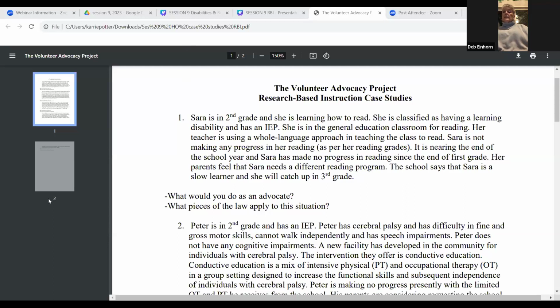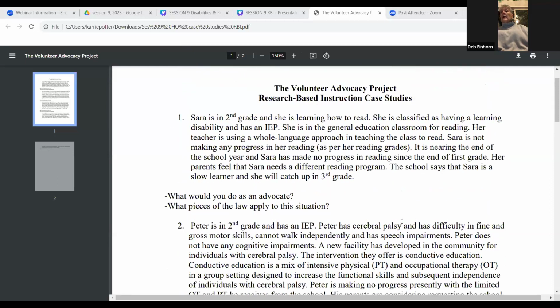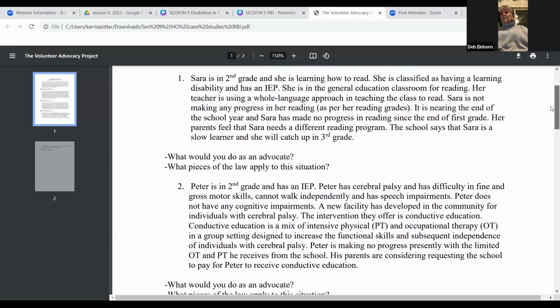Another thing they could do is request that the services she's getting be increased in intensity and in frequency. Since she hasn't made any progress since first grade, obviously there's a problem. So bringing the IEP team together to talk about strategies for increasing her services, bringing in some RTI services, getting an independent educational evaluation, all of those things are going to help determine what's appropriate for her learning program.